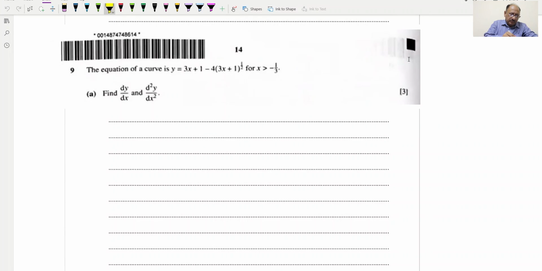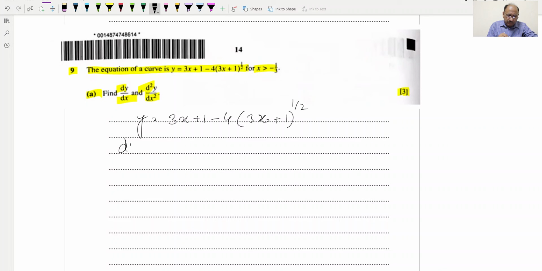Question number 9. The equation of the curve is given, which is this one, for x greater than minus 1 by 3. We have to find the first and second order derivatives, and this is a 3 marks question. So y is equal to 3x plus 1 minus 4 into 3x plus 1 raised to the power 1 by 2.